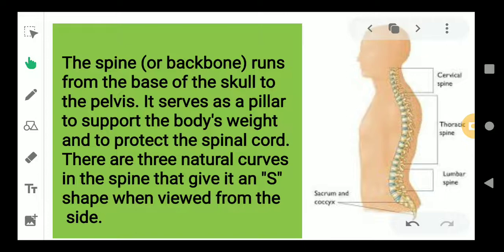There are three natural curves in the spine. Have you seen those three natural curves? 1, 2 and 3. And it gives a slight S shape. Can you see that S shape here? Yes. When viewed from the side, you can see a slight S shape. Two important functions of backbone are: it acts as a pillar to support the body's weight and to protect the spinal cord.